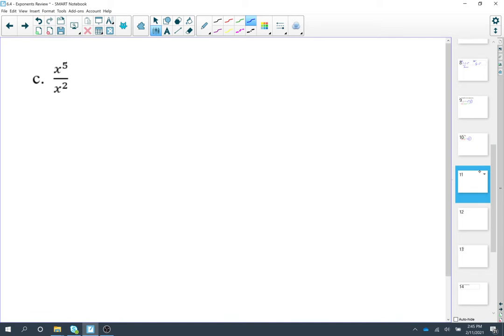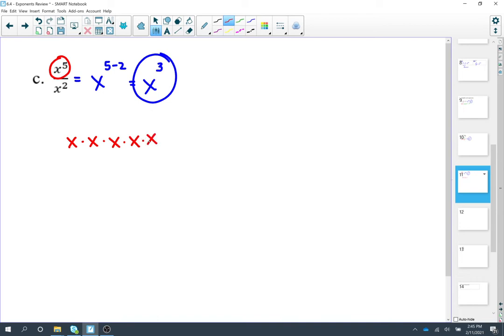Letter C, now we're dividing, so this is our quotient rule. So what we're going to do here is this is going to be x to the power of 5 minus 2, which is x to the power of 3. Now, the long way of thinking about this one is saying, okay, I have x to the fifth. Well, that's 1, 2, 3, 4, 5 over x squared, x, x. Then we can cancel and say, well, this guy cancels, this guy cancels, which leaves me with x to the third.